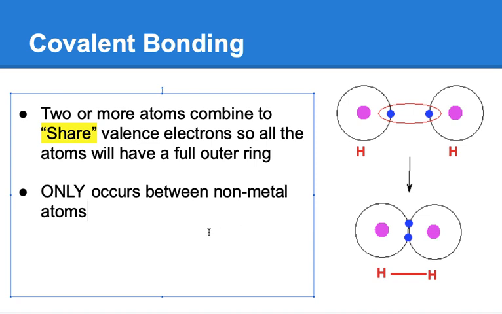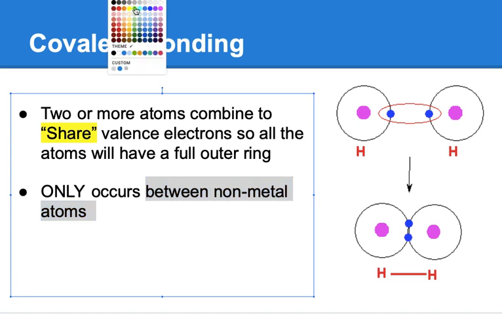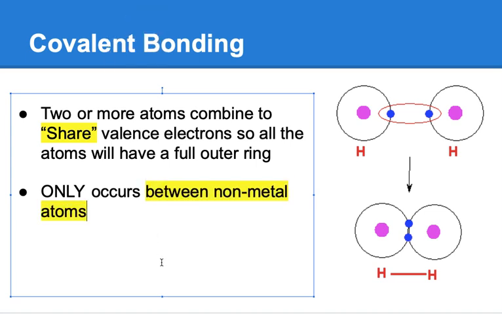Now, in covalent bonding, unlike ionic bonding, it only occurs between nonmetals. All right, this is a big part. So metals can't be a part of covalent bonding. It can only be nonmetals that are part of that. So yeah, that's how it kind of works out.